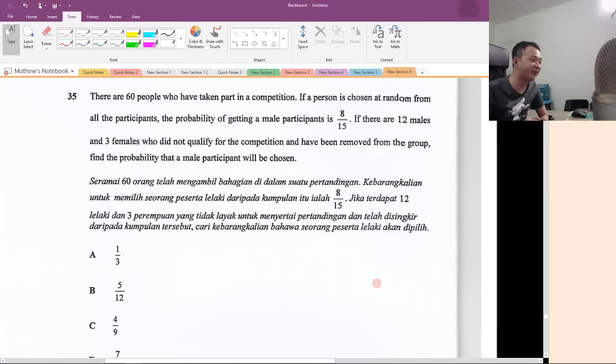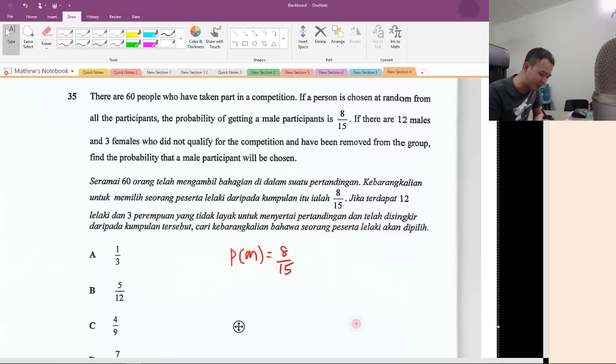Alright, question 35. There are 60 people who took part in a competition. If a person is chosen at random from all the participants, the probability of getting a male participant is 8 over 15. If 12 males and 3 females did not qualify for the competition and have been removed from the group, find the probability of choosing a male participant.